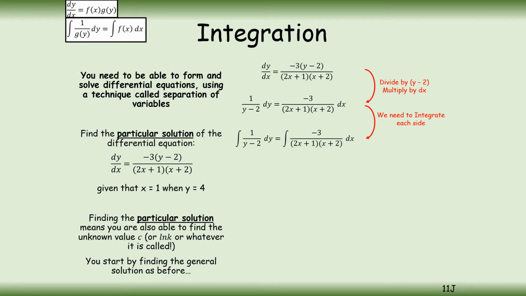Now the left hand side is pretty straightforward. The top is actually the derivative of the bottom, so it's going to be ln(y minus 2). However, on the right hand side, we have a bit of a problem because it's minus 3 over, and we've got two factors, 2x plus 1 and x plus 2. So if you recall from my previous video, these can be solved using partial fractions.